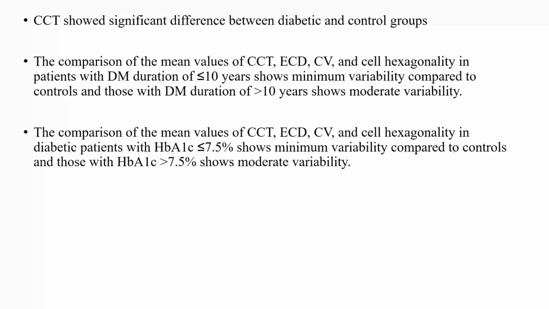in the patients with diabetes mellitus duration of less than 10 years shows minimum variability compared to controls, and those with duration more than 10 years show moderate variability. And the comparison of mean values of all the indices in the diabetic patients with HbA1c less than 7.5% shows minimum variability compared to controls, and those with HbA1c more than 7.5% show moderate variability.